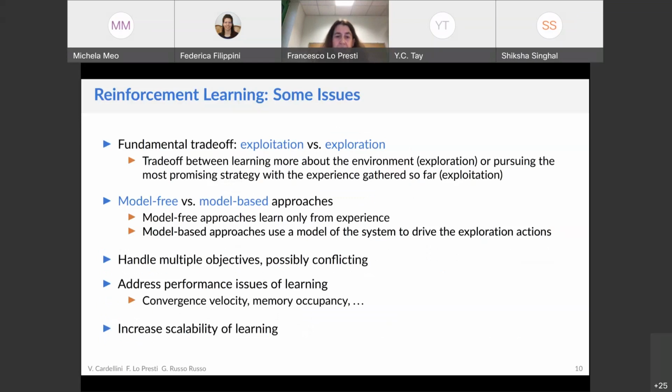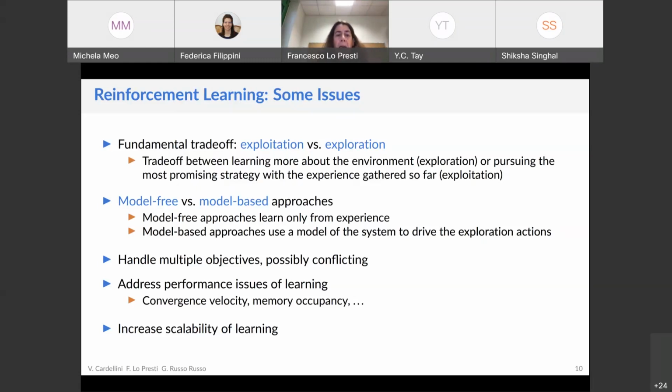Another issue that we will deal with during the tutorial is the use of model-free and model-based approaches. With model-free approaches, you don't have any model regarding the environment, and so the reinforcement learning agent only learns from experience. On the other hand, with model-based approaches, you use a partial knowledge of the system to drive in some way the exploration actions.